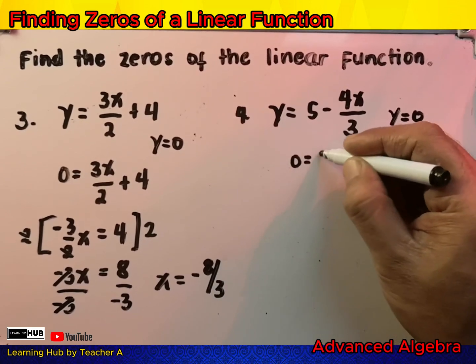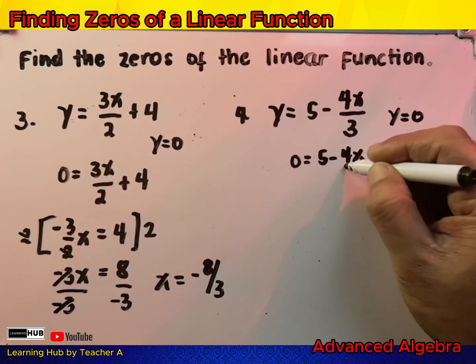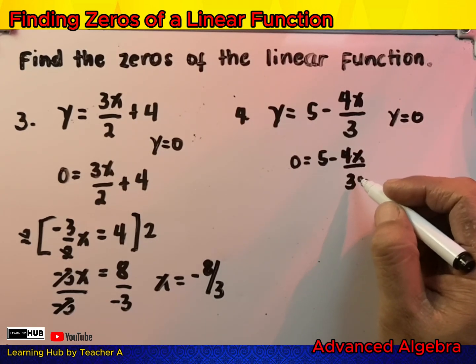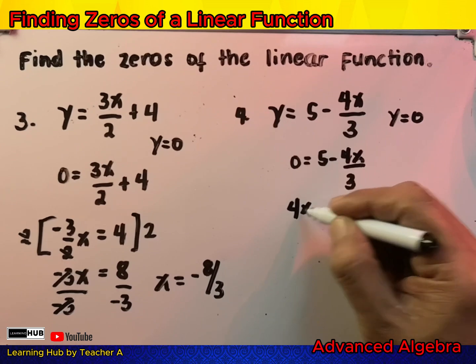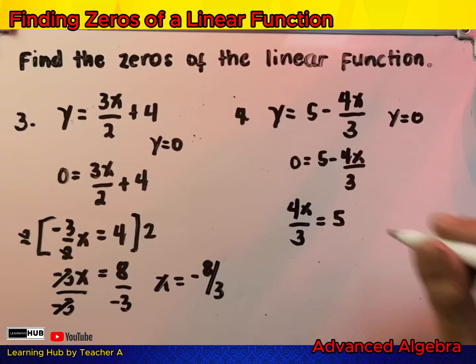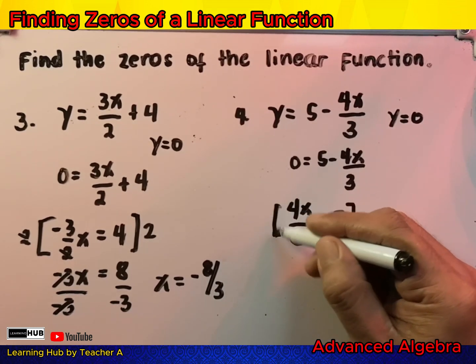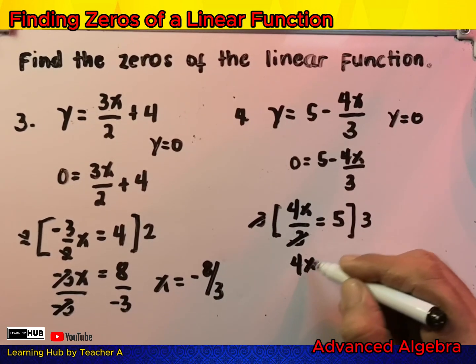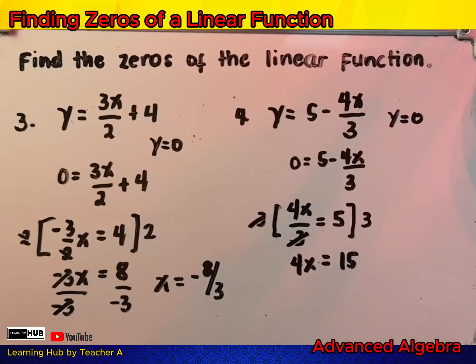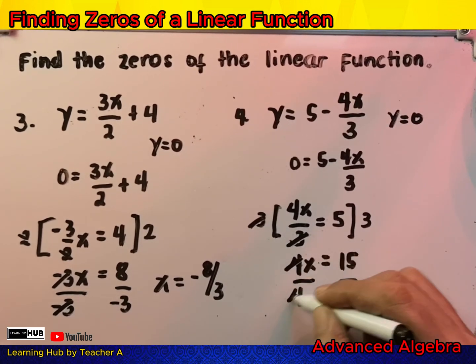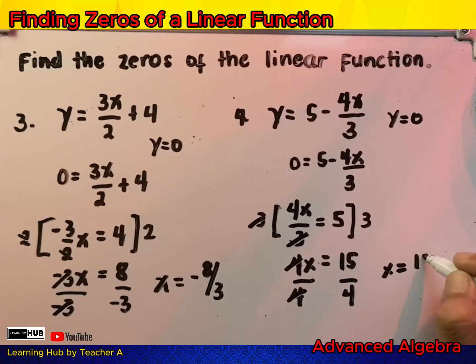Okay, number 4, set our y again to 0. So 0 is equal to 5 minus 4x over 3. Transpose 4x over 3 to the other side, so it becomes 4x over 3 is equal to 5. Negative becomes positive. Multiply both sides by 3. 4x is equal to 15. Divide both sides by 4. x will be 15 over 4.